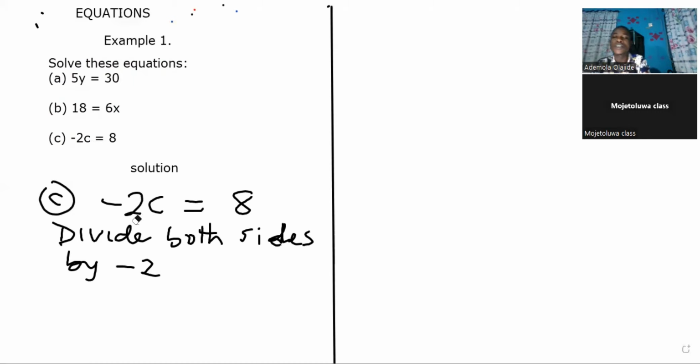We are dividing because the connection between that coefficient and the letter we want to find is multiplication. It is -2 times C that gives -2C. So if you want to remove anything, since this one multiplies this and you want to remove it, you do the inverse, the opposite. To remove it, you divide by that same thing so that it will cancel out. So from here, we have -2C equals 8.